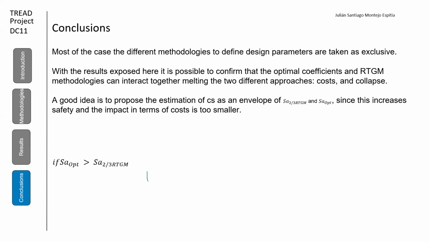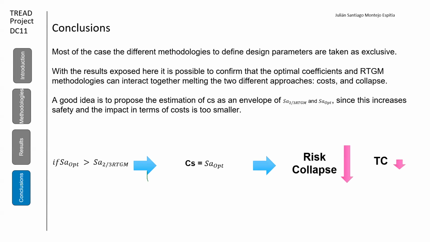So for instance, we are proposing that, okay, let's calculate both. Let's take as a basis the risk targeted ground motion. But if the seismic demand using the optimal cost is higher than the risk-targeted motion, let's define the seismic demand using the optimal. Why? Because in this case, we will reduce the risk of collapse and we will save money. So everybody is happy.